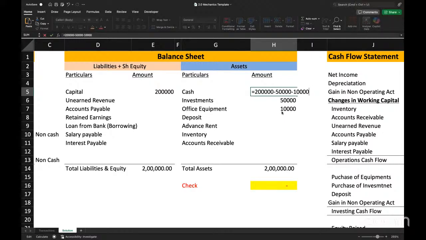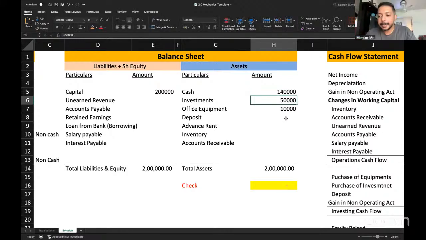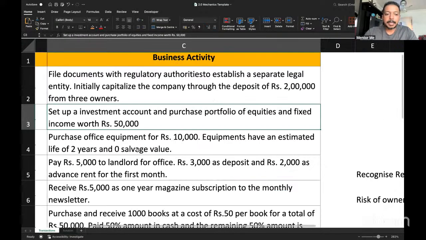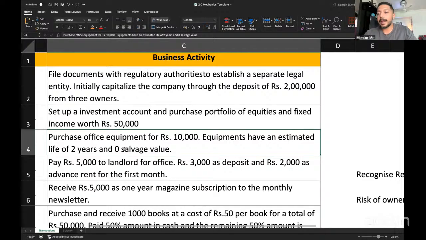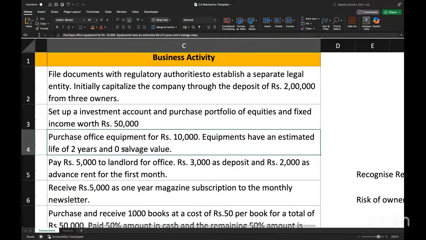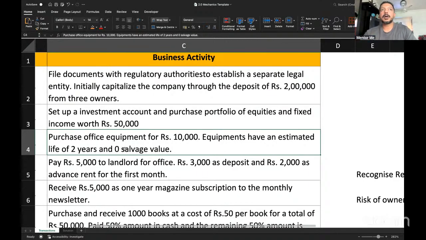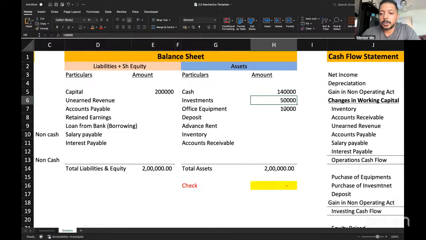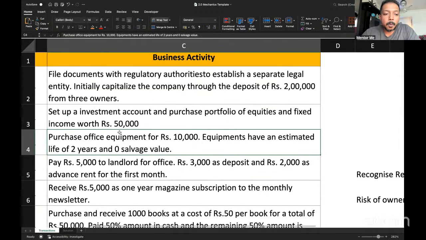Balance sheet tallies. Now the second part of it says that the equipment has a life of 2 years and zero salvage. That basically means that at the end, as per the accounting norms, we're going to consider that the end value of this asset is going to be zero. Always it is not so; it depends upon the accounting regulation that you're following.